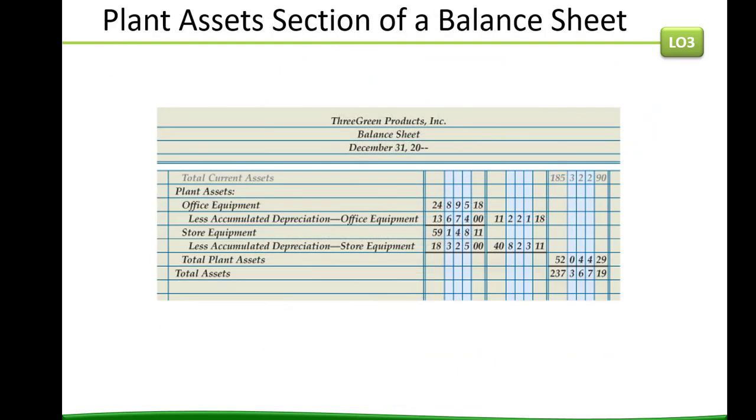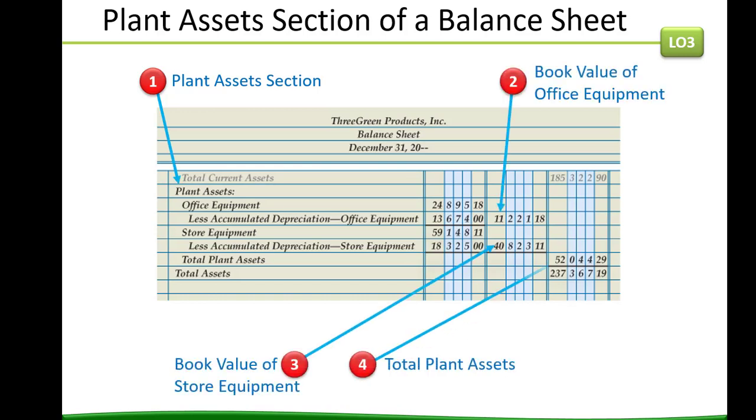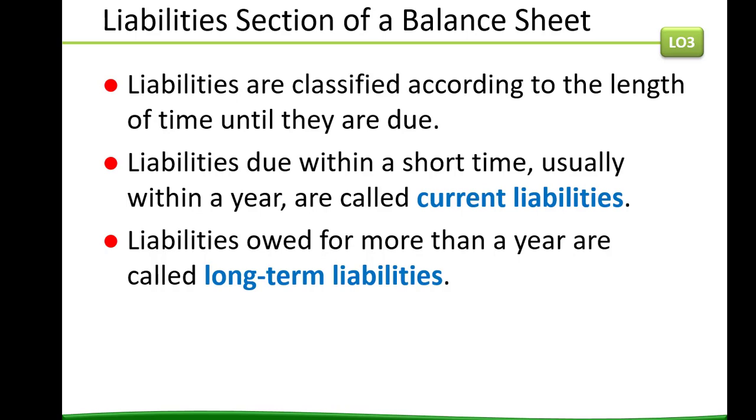Then you're going to look into your plant assets. That's going to be your office equipment, and you're going to deduct any depreciation. And the same thing with your store equipment, less any depreciation. And then you're going to total those two up, and that's your plant assets. And then your total assets comes from totaling up the amount we found from your current assets and your plant assets, and that gives you your total assets.